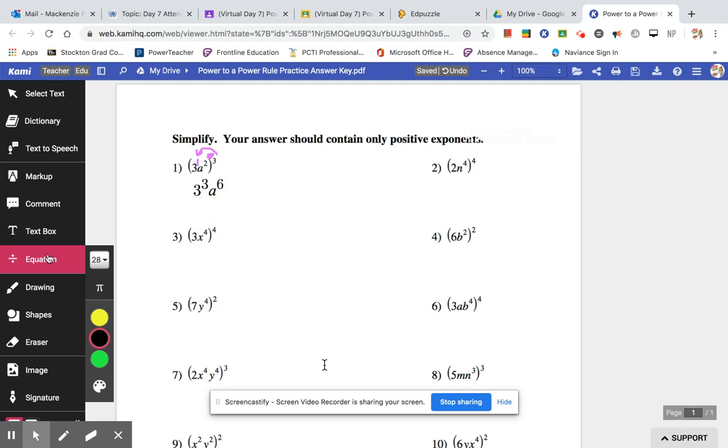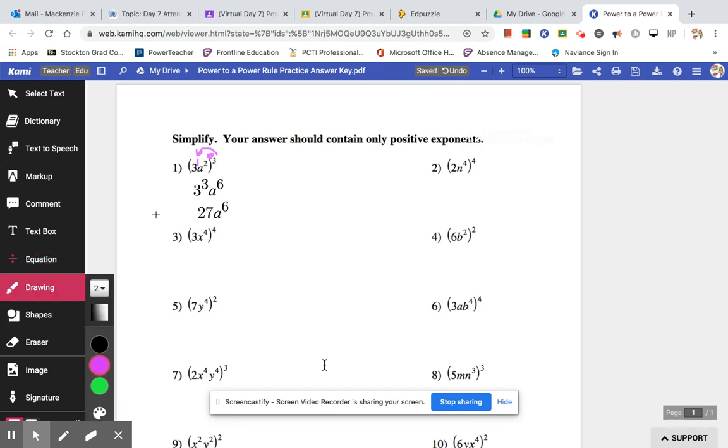So when I actually go to type that in, I can evaluate 3 cubed, which is going to be 27, and then a to the 6 stays the same. So if you didn't know 3 cubed was 27, that is something you can do on your calculator, 3 times 3 times 3, or you can either type it into your computer or ask your phone what 3 cubed is. So that will be the answer for the first one.